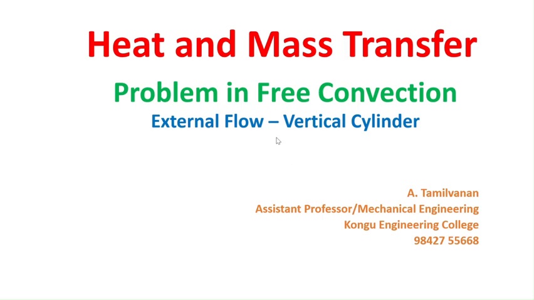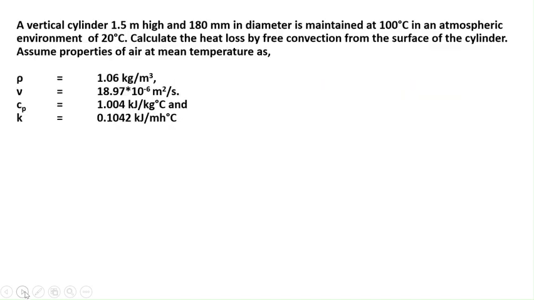Dear students, now I am going to teach a problem in free convection, especially in a vertical cylinder, that is external flow. We move to the problem. Here, a vertical cylinder, 1.5 meter height and 180 mm in diameter, is maintained at 100 degrees Celsius in an atmospheric environment of 20 degrees Celsius. Calculate the heat loss by convection on the surface of the cylinder.